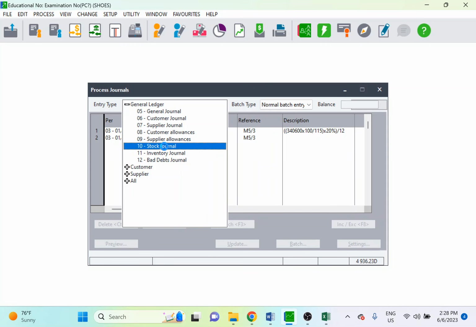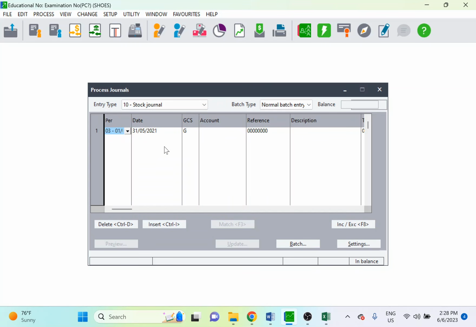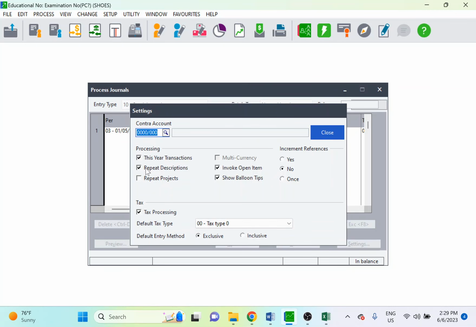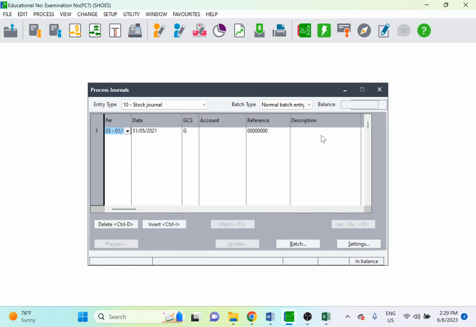Stock journal. So we're recording stock journal at cost price, meaning it does not have tax. No? So we go under settings. It's this here, repeat description doesn't matter. You remove tax because we are using cost price. We're doing inventory valuation, so we use cost price, no tax. Now, memo date, it's on the 31st, period number 3, 31st.